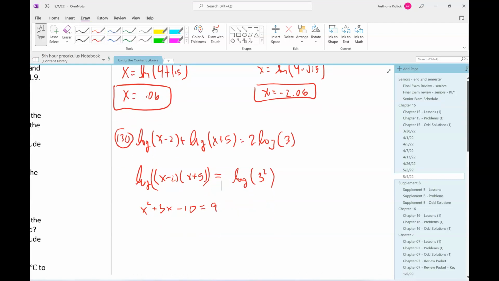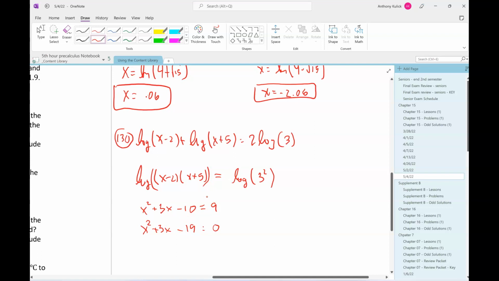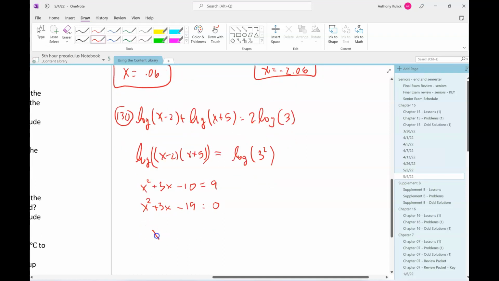So far, so good. This is a quadratic. To solve a quadratic, the first step should be it's got to equal 0. Right? What's it equal now? 9. So we'll just subtract that 9 over. And now you could try to factor this. Doesn't work. 2 things that multiply to give us negative 19, add to give us 3. So we'll use the quadratic formula.